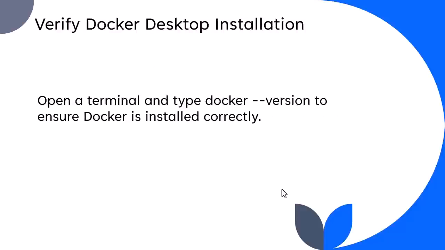So after having complied with all the system requirements and having successfully installed Docker Desktop, you should verify whether Docker has installed correctly or not by opening a terminal again, Windows command prompt or PowerShell, and typing docker --version, or whatever way you call it, to ensure Docker is installed correctly. Okay.